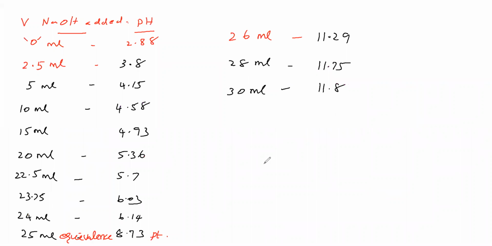Now we will see what is the suitable indicator for this titration. For this acetic acid versus sodium hydroxide titration, which acid-base indicator can we use? First we will take phenolphthalein. Phenolphthalein pH range is 8.3 to 10. Up to 8.3, phenolphthalein gives colorless. From 10 onwards, it gives pink color.